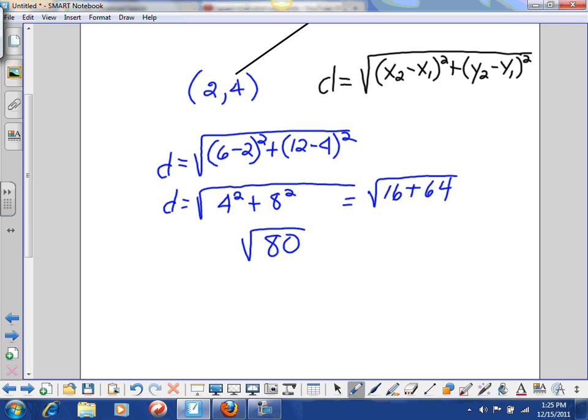Now, if you remember before, whenever we have a square root and it's not a prime number, we always have to check with the factor tree to make sure we are in lowest terms. So we're going to take 80, make our factor tree, pick easy numbers to work with.